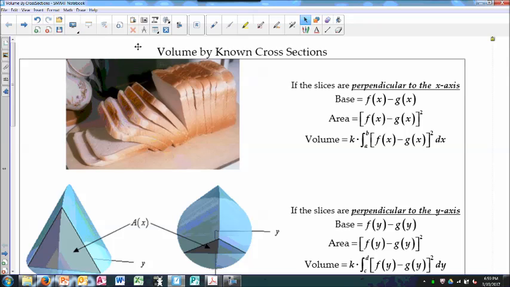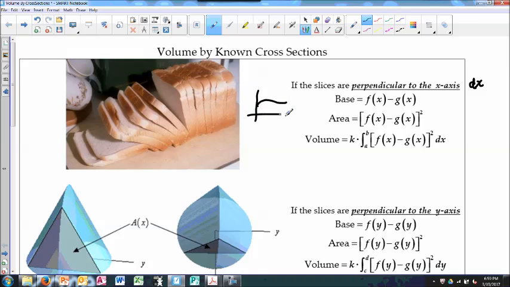Okay, so we're going to talk about volume by cross sections. So remember, if the slices are perpendicular to the x-axis, this is going to be a dx problem. The base, whatever you happen to have for your functions, let's say, for example, we have f on top and g on bottom, then our base is going to be the distance between f and g. So perpendicular to the x-axis would be an upper minus lower problem.